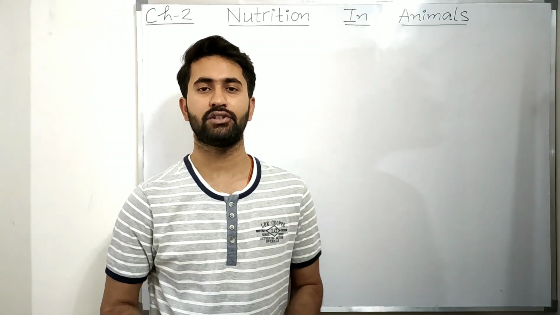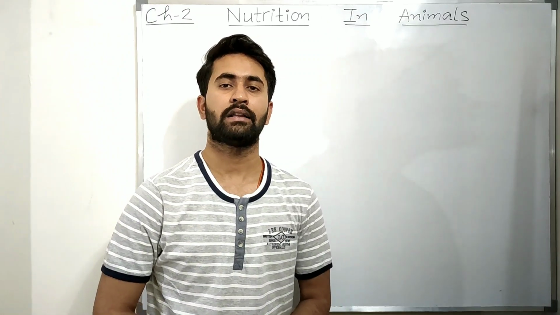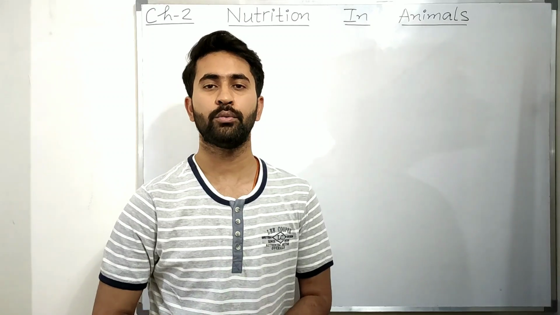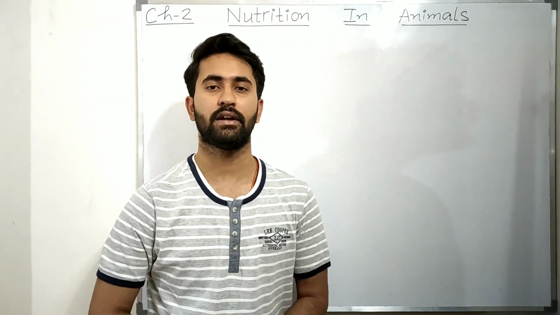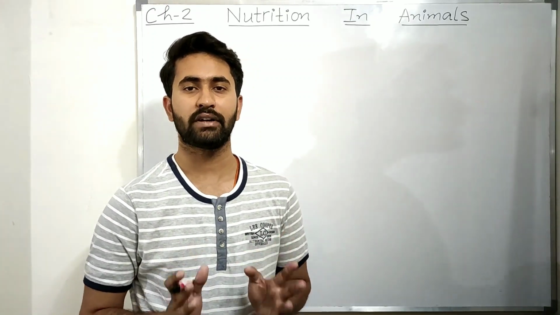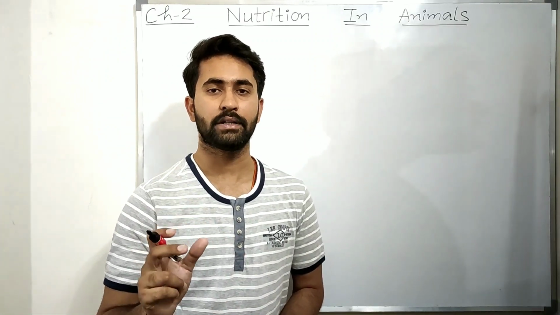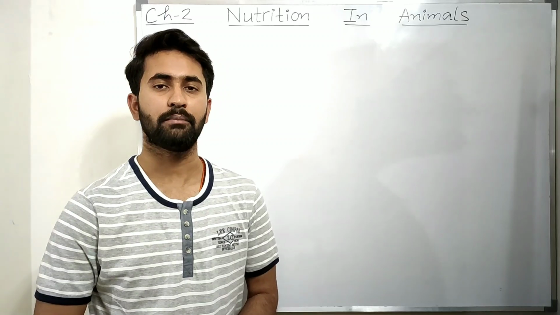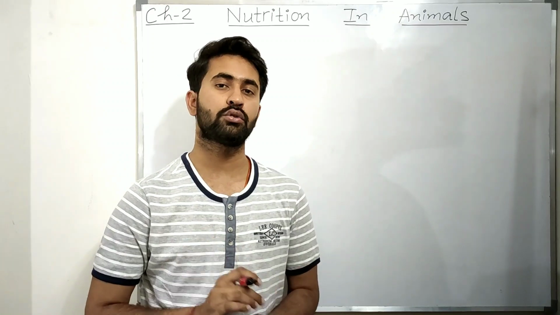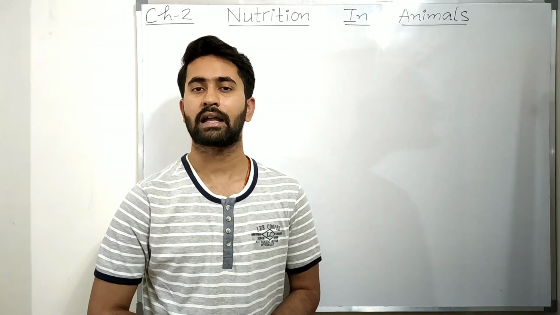We are reading the second chapter of science, that is nutrition in animals. In the last video, we started the topic digestion in humans. Today we will read about what happens to the food in the different parts of the digestive tract. The digestive tract is also known as the alimentary canal.